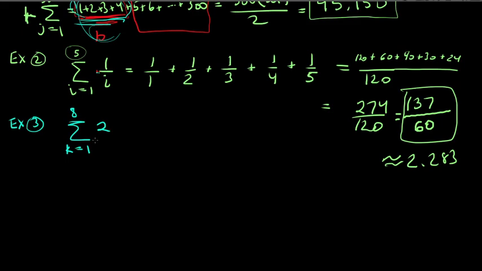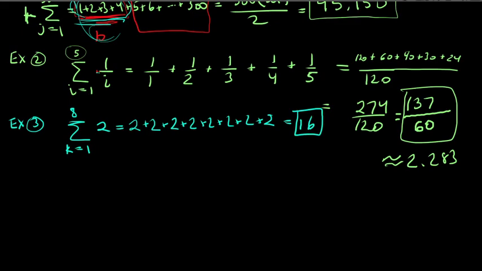Okay, so k goes from 1 to 8, and the numbers that we're adding up here are just 2's. So think about what that means here, right? When k is 1, you have 2. When k is 2, you have 2. When k is 3, you have 2. When k is 4, 5, 6, 7, 8. So what are we doing? We're adding up 8 copies of 2. And 2 times 8 is 16. So that's the answer, right?